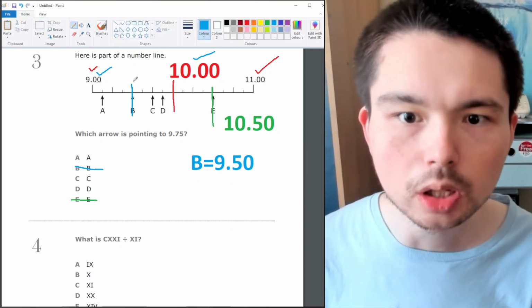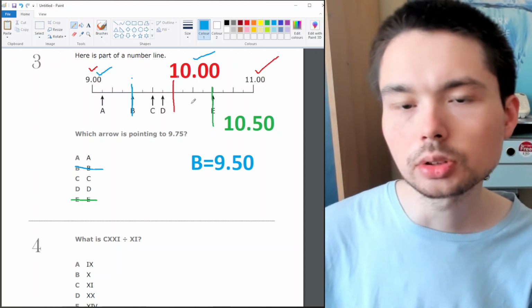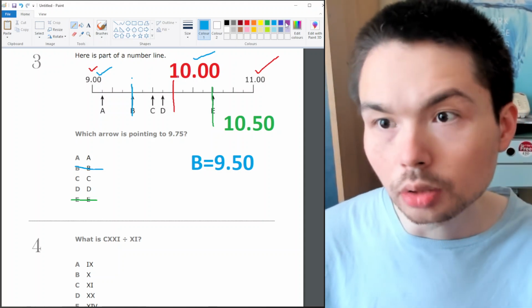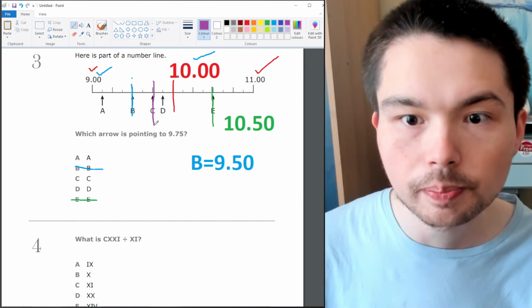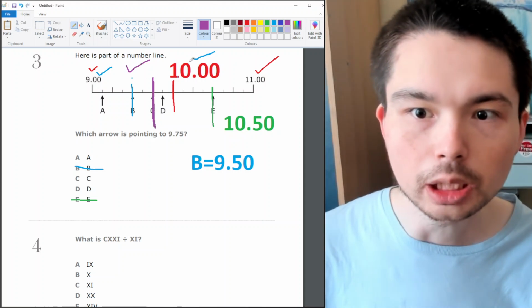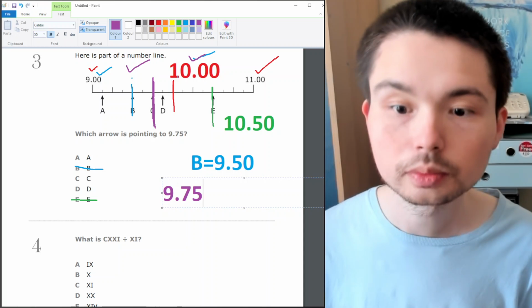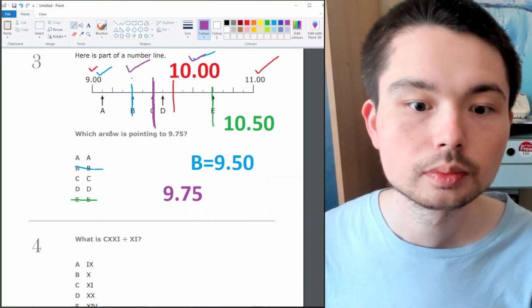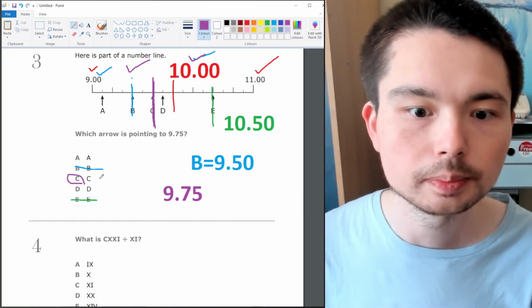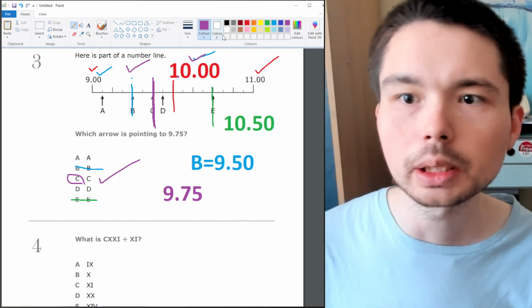Now, what's halfway between this and that? And there we go. So I love this question because it's just halfway, halfway, halfway. We're good. Purple, £9.50 and £10. Halfway is £9.75. Job done. C. Now, let's quickly work out the others.